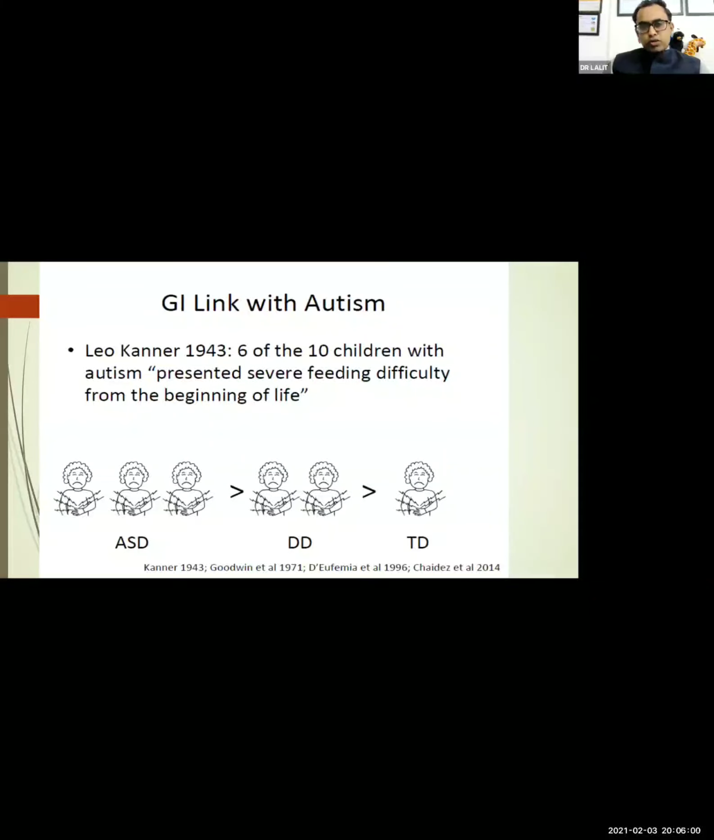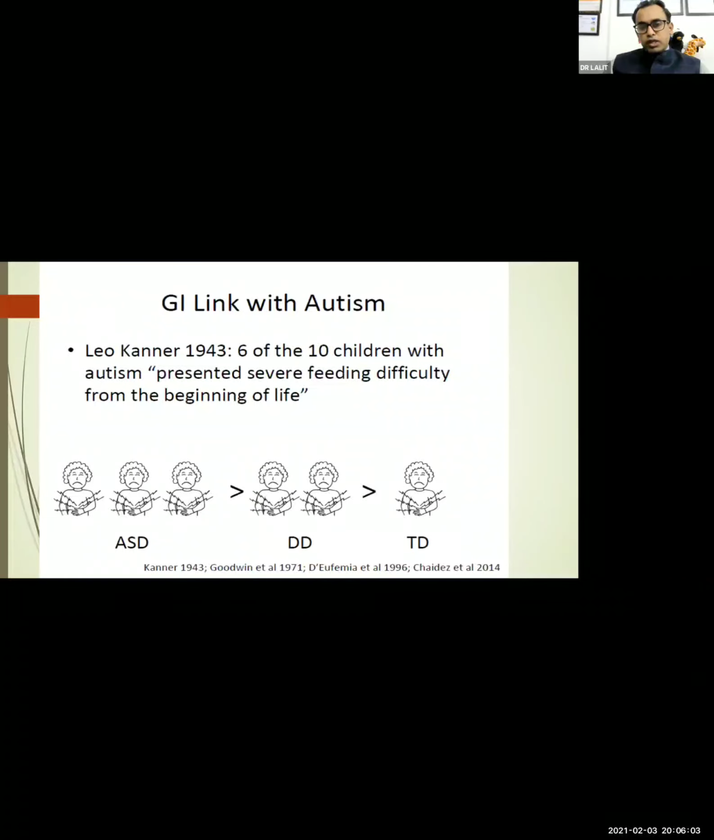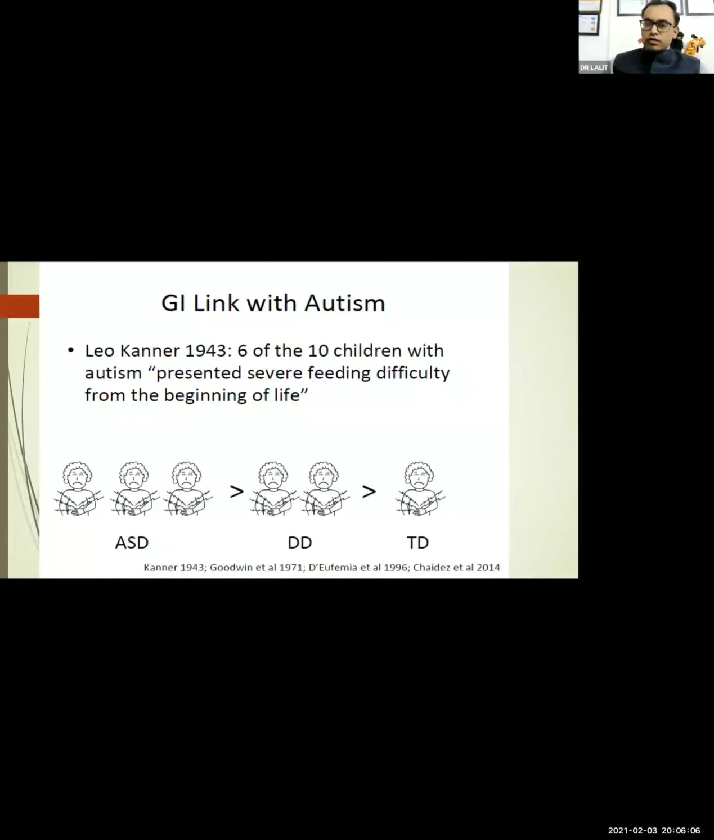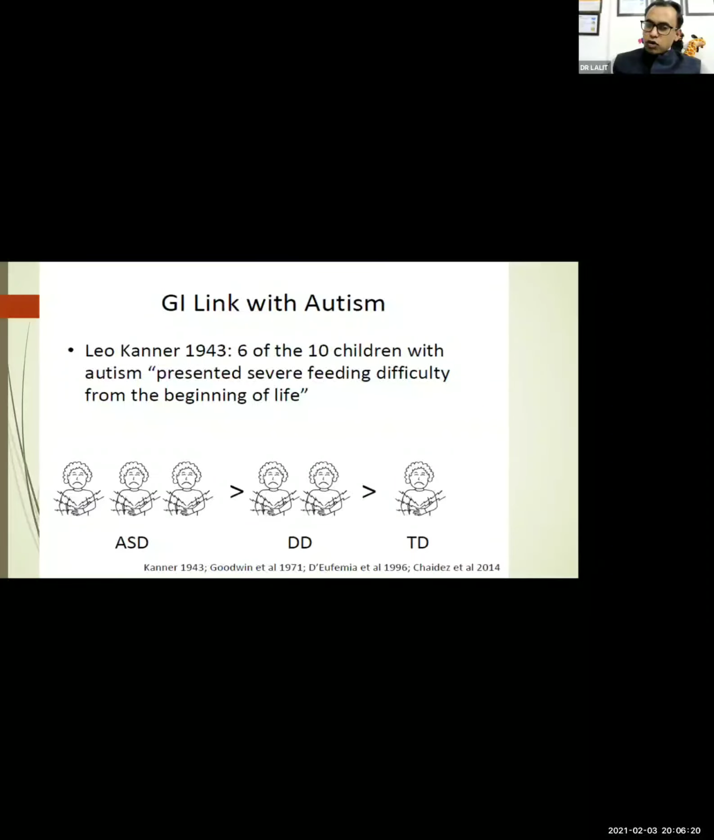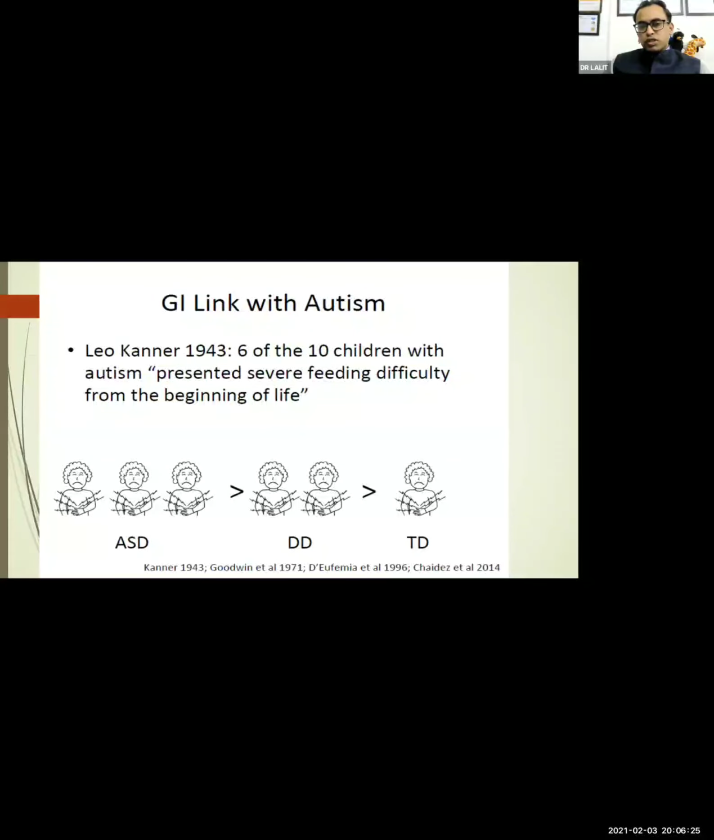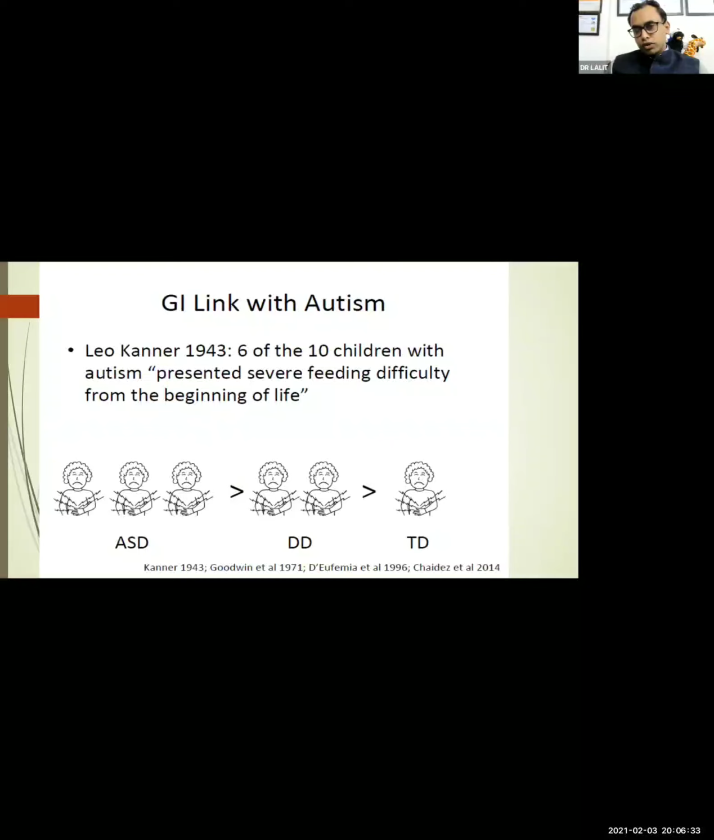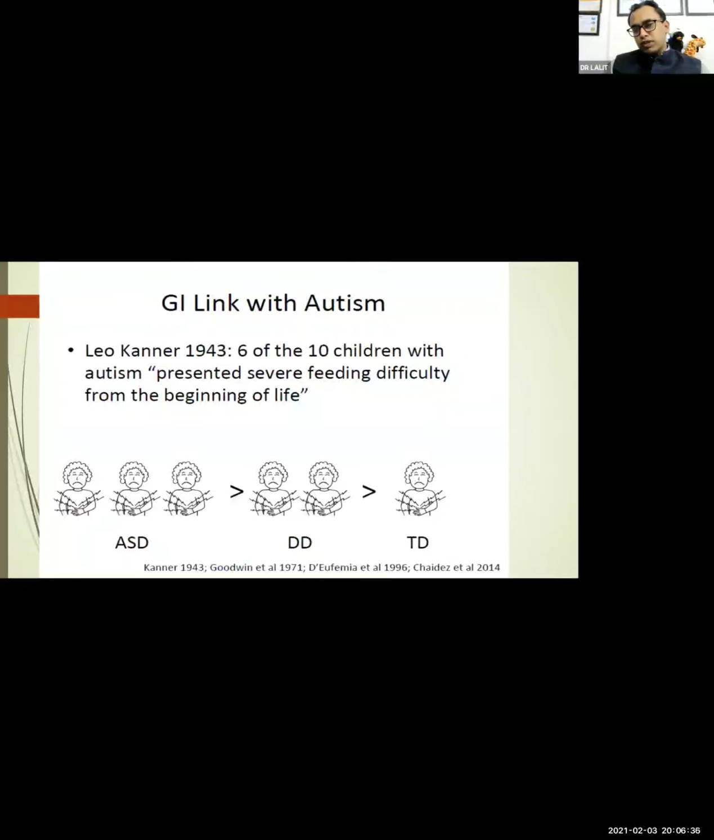This is very interesting literature which I got. Way back in 1943, Mr. Kanner found that 6 out of 10 children with autism presented with severe GI symptoms. Interestingly, he found that the frequency of these GI symptoms was maximum in ASD, followed by developmental delay children, and least in neurotypical children. So this study was done way back in 1943. We can say that the association of these GI symptoms with autism is not new, and it has been studied in the past, and a lot of literature is there.